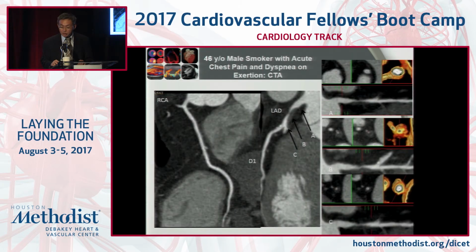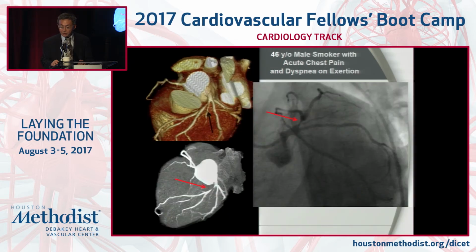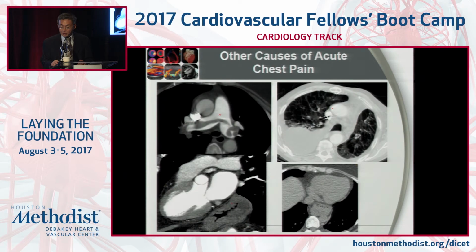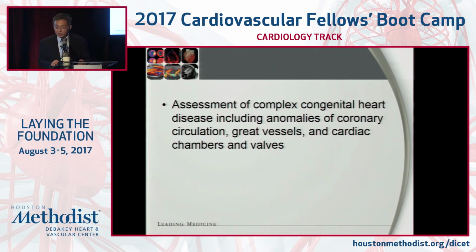This patient had a very tight lesion in the LAD and went to the cath lab. And the important thing is, not only can you look at the coronary tree, right? I mean, you heard about triple rule out. You can look at PE, although it requires a different type of protocol. Obviously you can look at aortic dissection, and you can find other causes of chest pain like pneumonia, pleural effusion, hiatal hernia, et cetera.